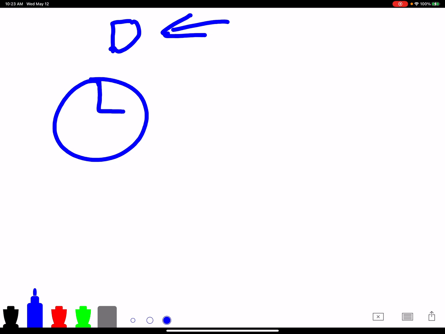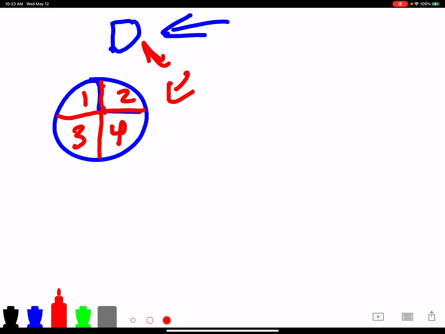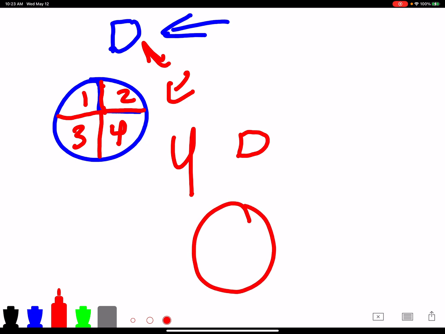So if we were to draw out, I'm going to make this a different color. So we have this shape, this shape, this shape. So we filled 1, 2, 3, 4. 4 of this shape into this shape. So 4 of this would fit into a circle.